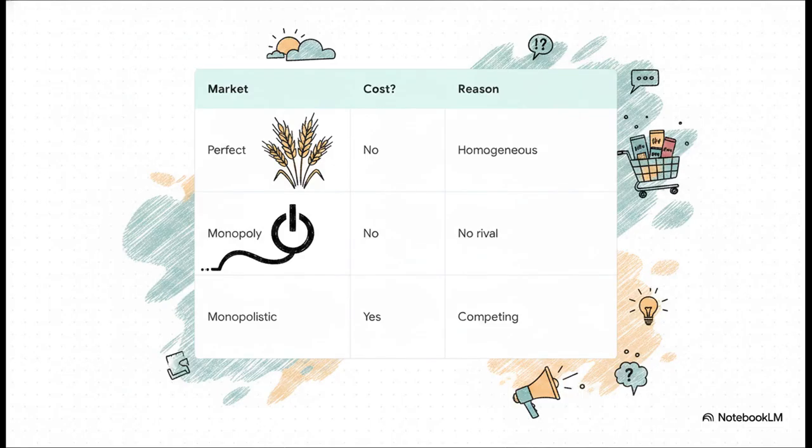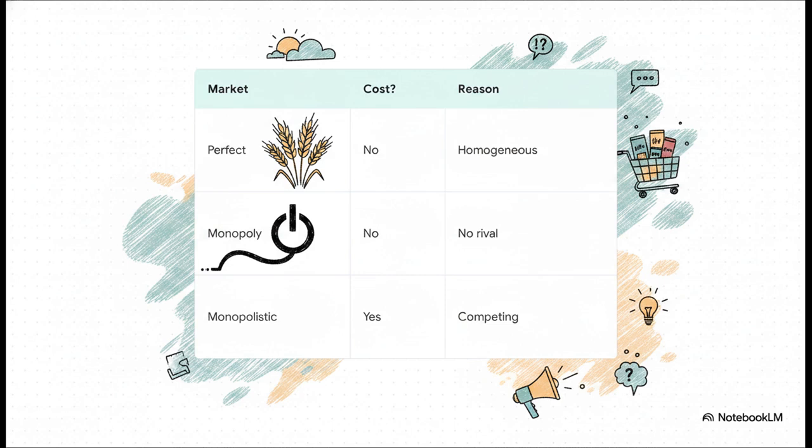It is super fascinating to contrast selling costs across different market types because it brilliantly illustrates why these costs are entirely unique to monopolistic competition. Look at perfect competition for a second. Say, farmers selling identical wheat. Do they have selling costs? No way. Because the goods are homogeneous, there is literally no brand to promote.